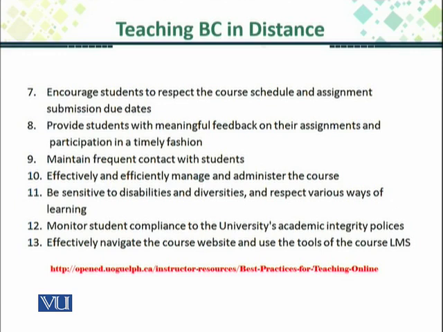Effectively and efficiently manage and administer the course. Be sensitive to disabilities and diversities and respect various ways of learning. Monitor students' compliance to the university's academic integrity policies. Effectively navigate the course website and use the tools of the course LMS.